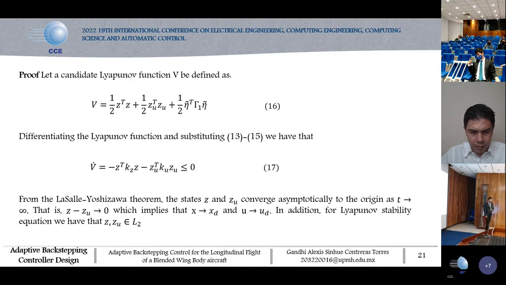So with these propositions, and let a candidate Lyapunov function be like you can see it here, with differentiating this equation and substituting the adaptive law and the control law that I just showed you, we obtain this equation up here. So here we can demonstrate that our closed loop is guaranteed. And so from the LaSalle-Yoshizawa theorem, the state x, which is the dynamic of the system, and here we have the actuator dynamics, converge asymptotically to the origin as t tends to infinity. So we can say that our states tend to our desired states and the control loop to the controller design.